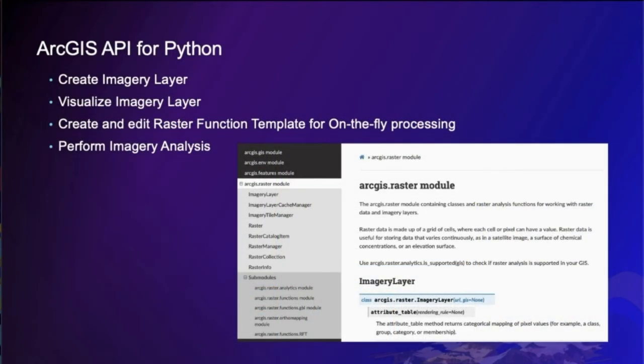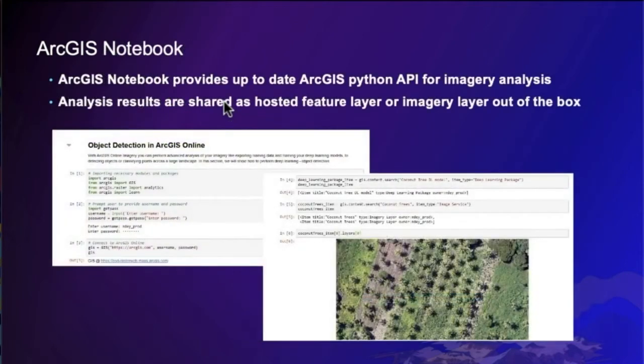And we have also enhanced our ArcGIS API for Python to support layer creation workflow, visualization workflow, and analytic function construction and on-the-fly processing workflows. And you can also execute the image analysis task to generate persist output. And our ArcGIS notebook running in ArcGIS Online also contains the up-to-date ArcGIS Python API for image analysis support. And the analytic result can directly be shared as hosted feature or imagery layers, both tile or dynamic, out of box.